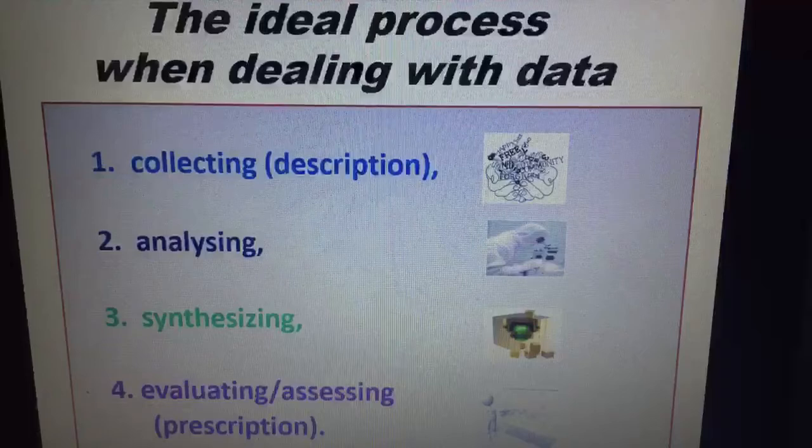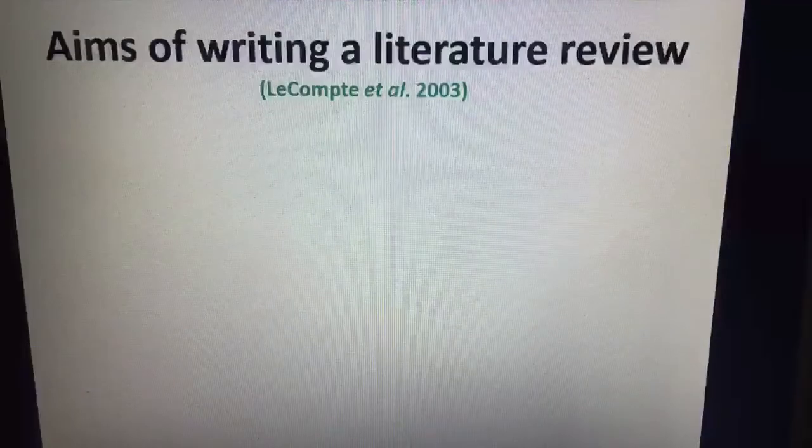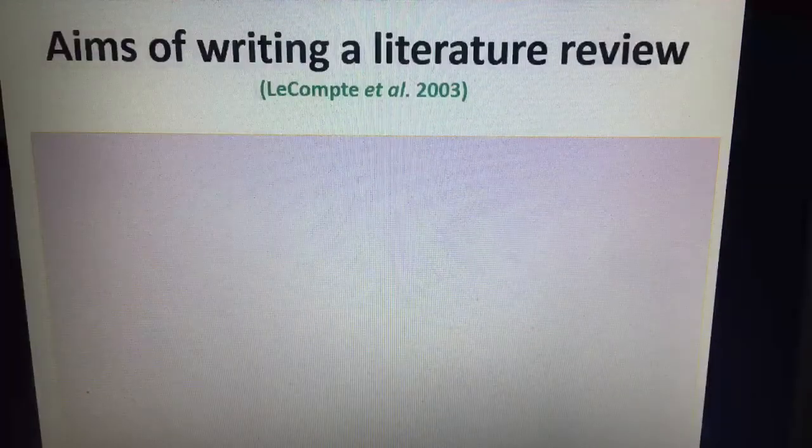So first, you identify the problem. Then you analyze the problem and say why, the reasons. And after that, you look at how you can solve the problem. This is the highest level, the prescriptive level of research, and that is usually when you put recommendations, when you put how you are solving an issue that you are coming across. So these are the four elements that you need to process accordingly: collecting, analyzing, synthesizing, and then evaluating and assessing.